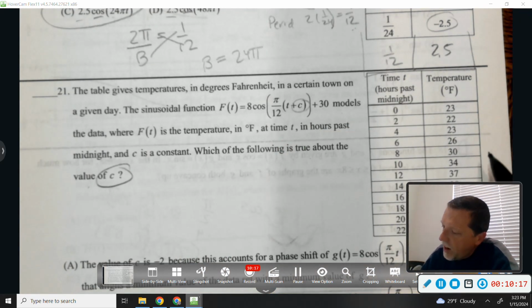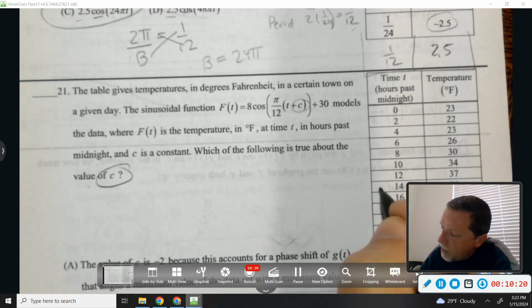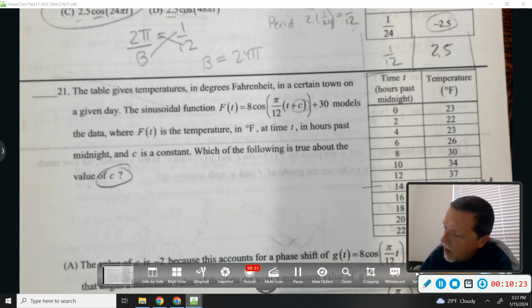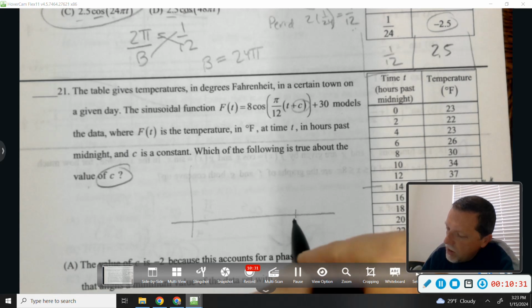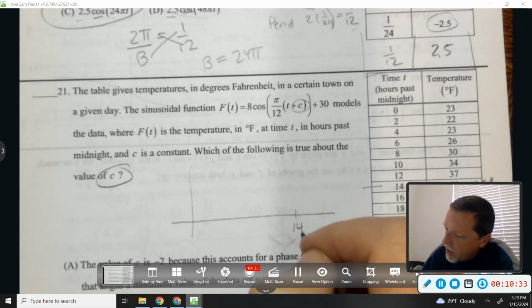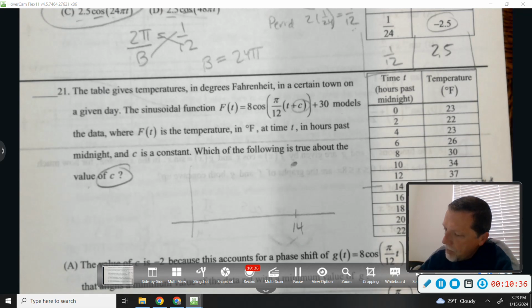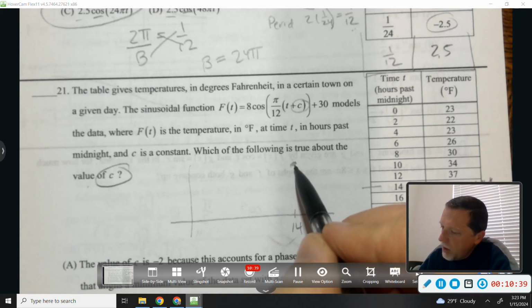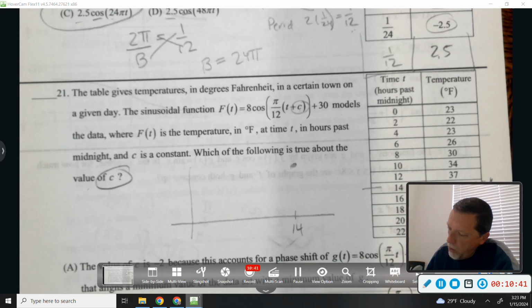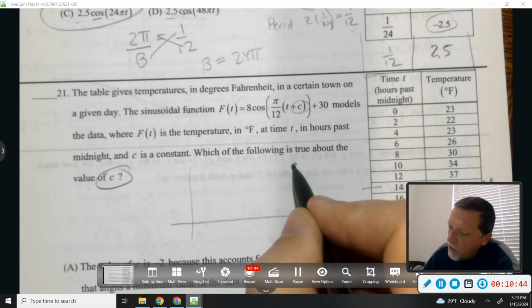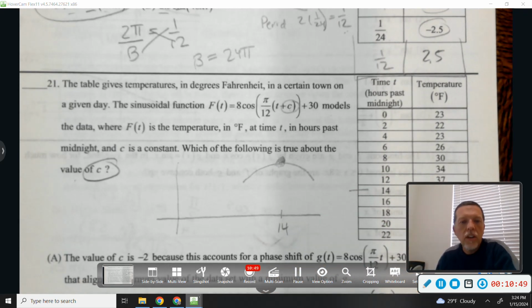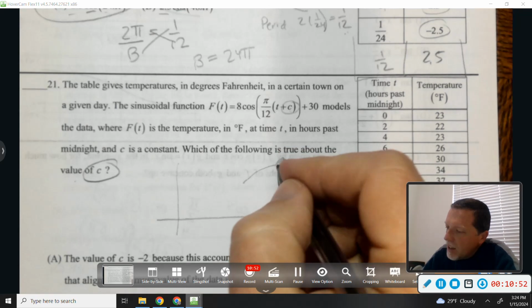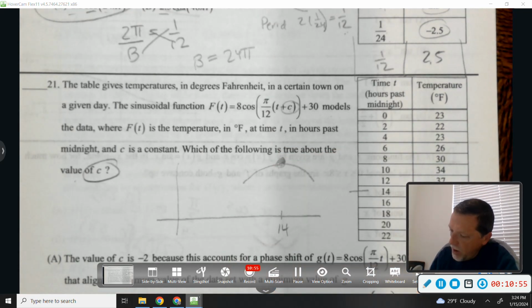So let's figure out why. I've got a max of 38 at 14. So if I'm trying to sketch this out, I really want to go out to 14, I guess. That's my max. So that means I want to shift. If that's my max, that's usually where cosine starts. So I would like to shift 14. So minus 14 or plus 14.